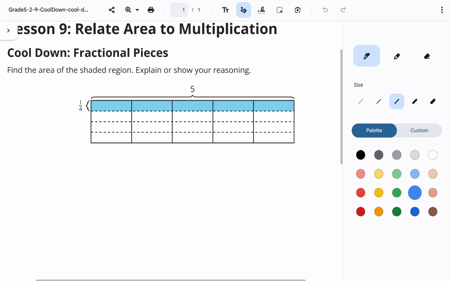Good morning, mathematicians. We're looking at lesson 9. This cool down is about fractional pieces. We are asked to find the area of the shaded region and explain or show our reasoning.